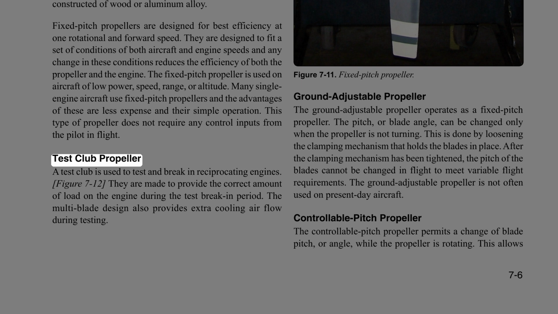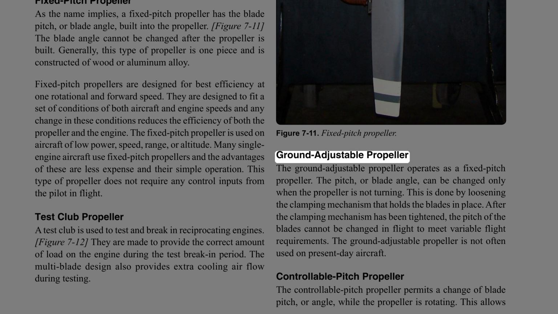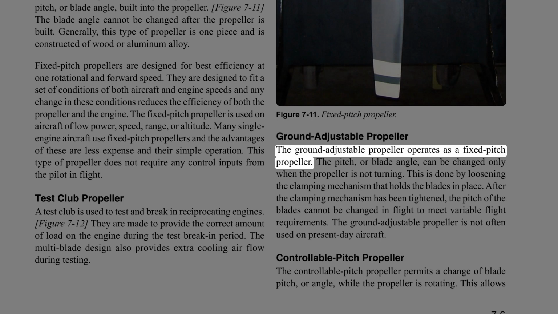Test club propeller. A test club is used to test and brake in reciprocating engines. They are made to provide the correct amount of load on the engine during the test brake-in period. The multi-blade design also provides extra cooling airflow during testing. Ground adjustable propeller. The ground adjustable propeller operates as a fixed pitch propeller.